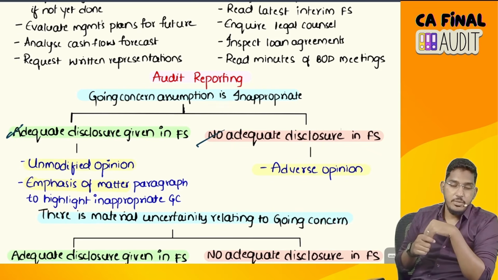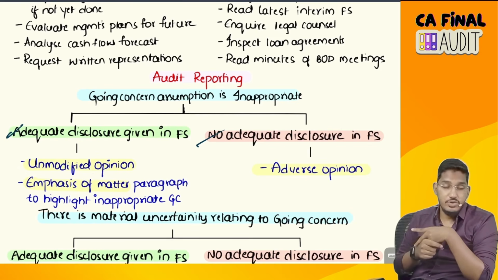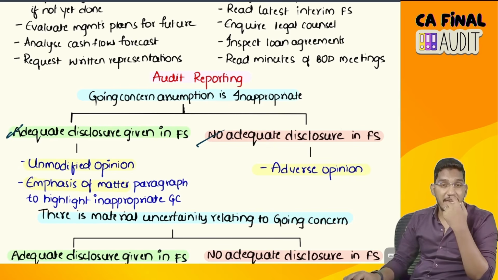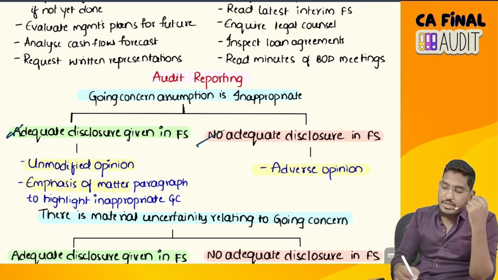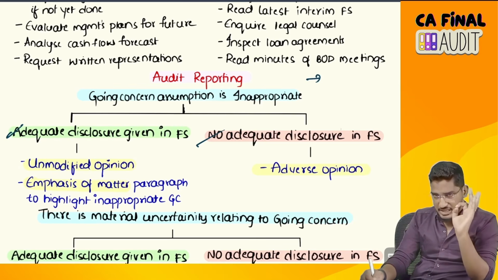If the going concern is inappropriate, the next thing we need to check before we come to the opinion is whether the entity has made appropriate disclosure in the financial statements, or adequate disclosure is not given in the financial statements. Sir, what do you mean by giving adequate disclosure? Giving adequate disclosure means the entity has accepted the fact that yes, the going concern is invalid.